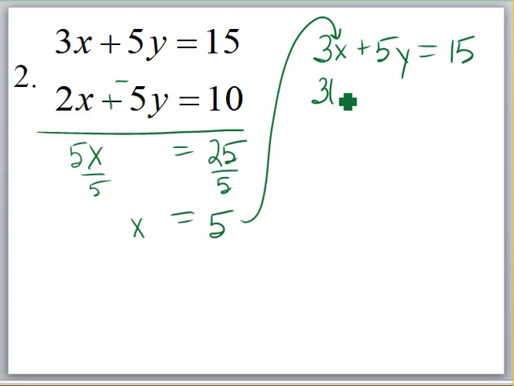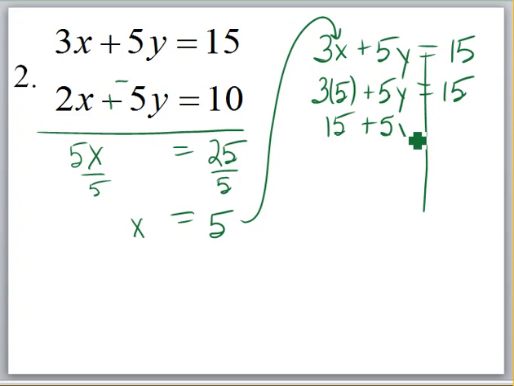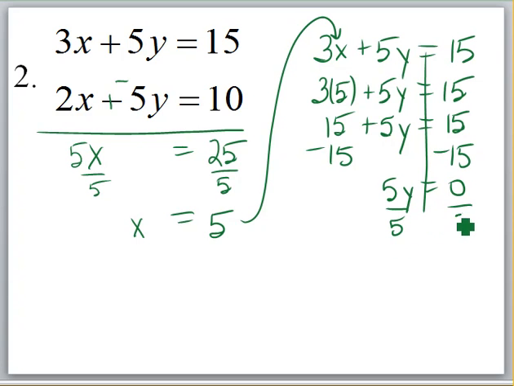So I get 3 times 5 plus 5y equals 15. And then I'll go ahead and solve this equation. So I end up with 3 times 5, which is 15, plus 5y equals 15. Subtract 15 on both sides, and I get 5y equals 0. Divide by 5, and I get y is 0. So my final answer will end up being x comma y.